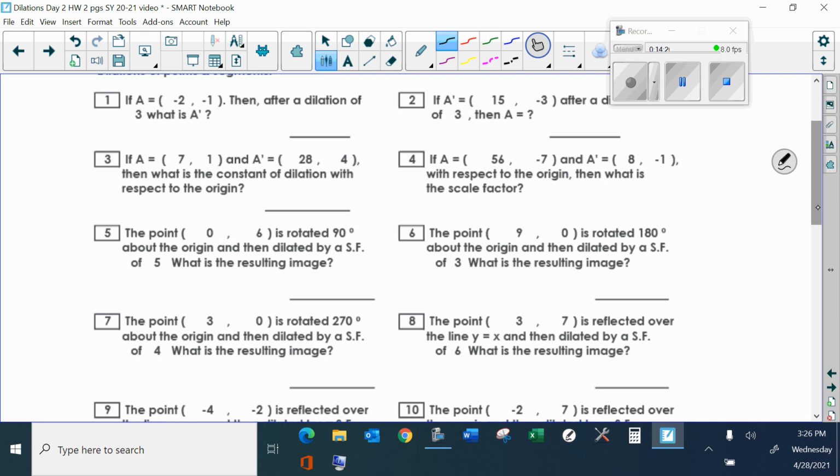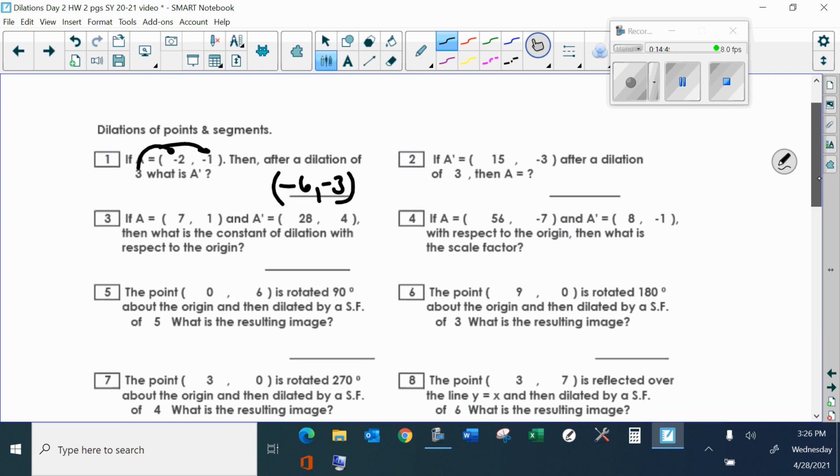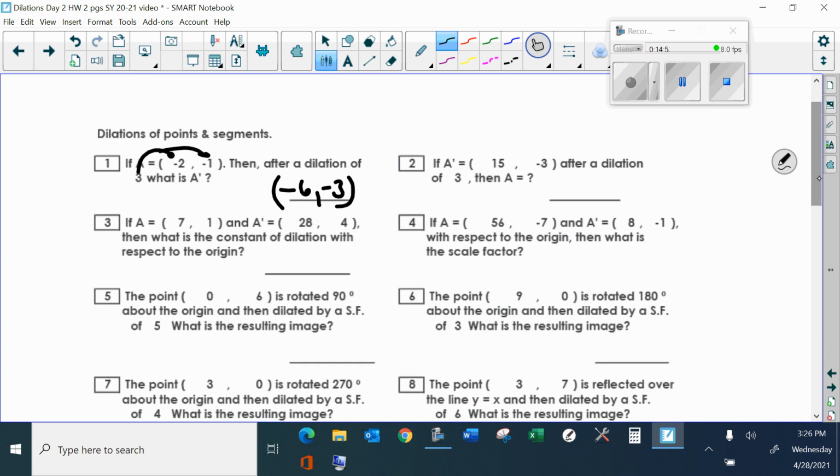So you're reviewing your rules, and I want you to write down the rule for each one, whatever that rule is on the problem. So if A is negative 2, negative 1, then after a dilation of 3, now if it says that, it's automatically at the origin. So therefore, I just multiply each coordinate by 3. That's it. That gives me negative 6, negative 3. Very easy. Here, we're going reverse direction. A prime is that. Then after a dilation of 3, what was A? So now I'm going backwards. So I'm having to divide by 3 on each of those, and I get 5, negative 1.